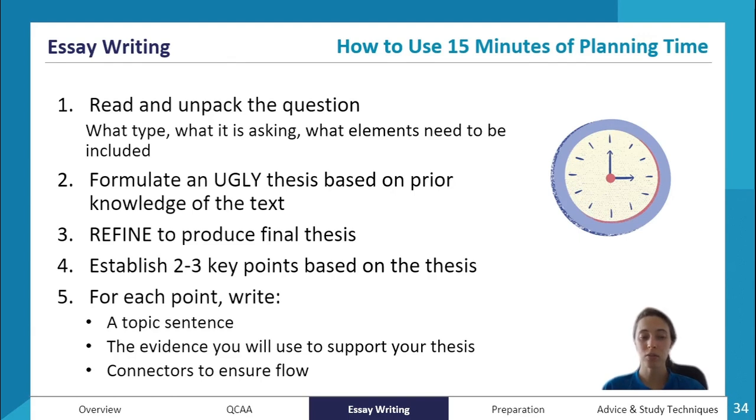So for each point, you can write a topic sentence outlining what that paragraph will be about, and this shouldn't include a whole bunch of analysis. This is just that outline of what the paragraph will be about. Then you can have your evidence that you'll use to support your particular point and the overarching thesis, and any connectors as well between the different ideas that you've developed. And you can write all of these points down in your planning time underneath each of your ideas for your 3 paragraphs.